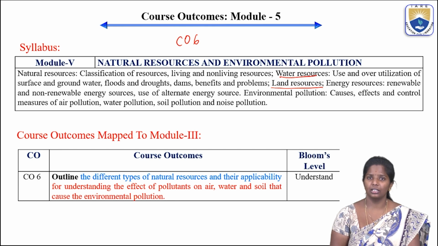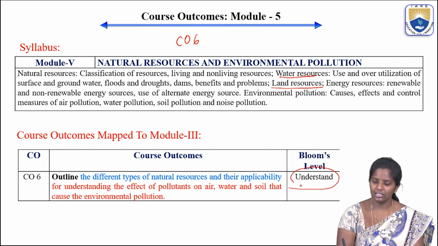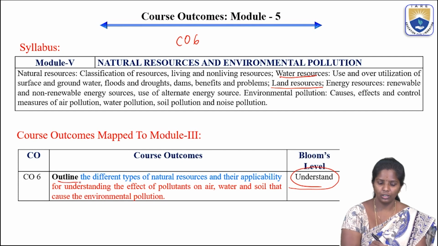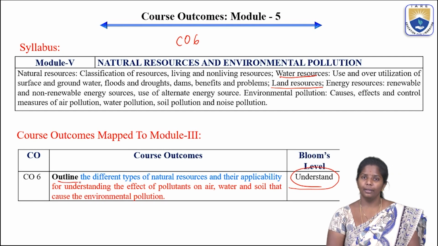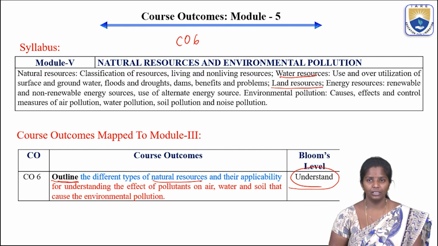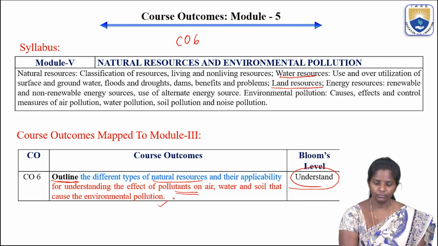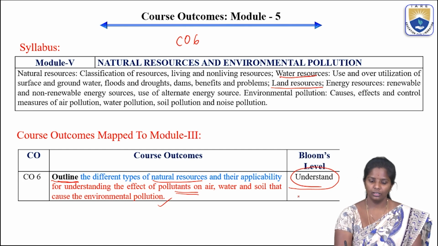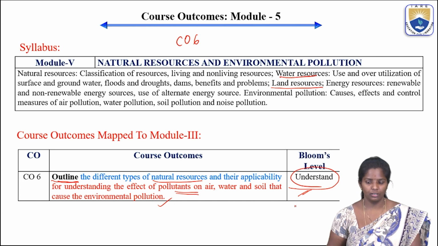So we are having knowledge of these topics, and we are at the understanding level of Bloom's taxonomy. So this gives an outline. We are using the verb "outline" because we only have understanding; we are not implying any formulae for calculation. So natural resources and their applicability for understanding pollution, different types of pollution, and how they are caused. Therefore it is at the understanding level of Bloom's taxonomy.